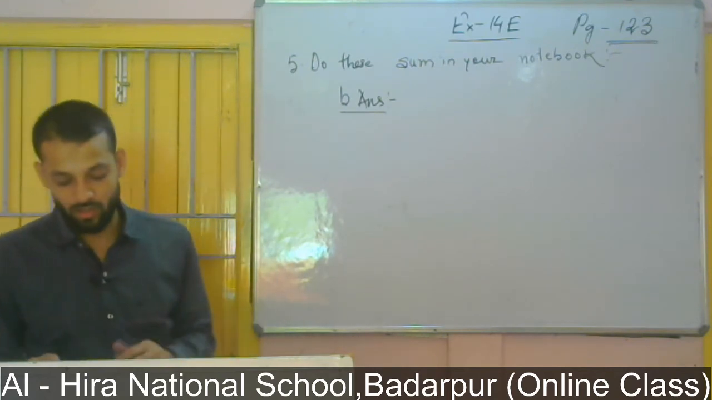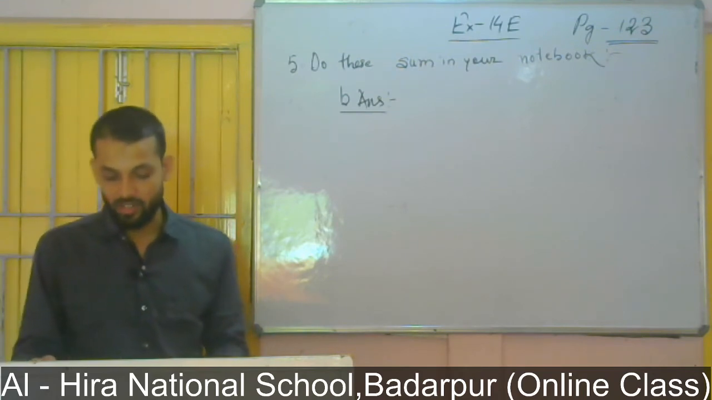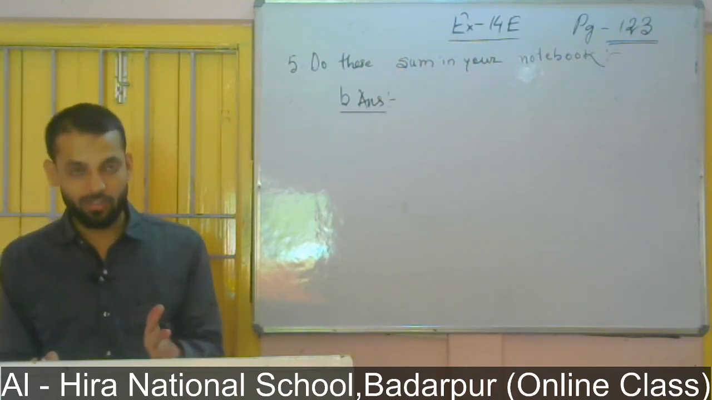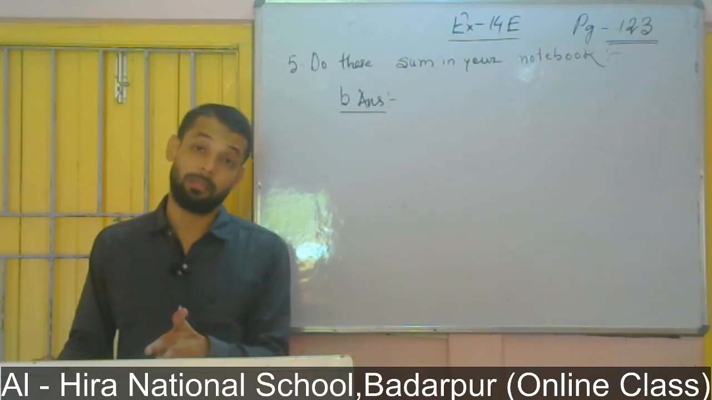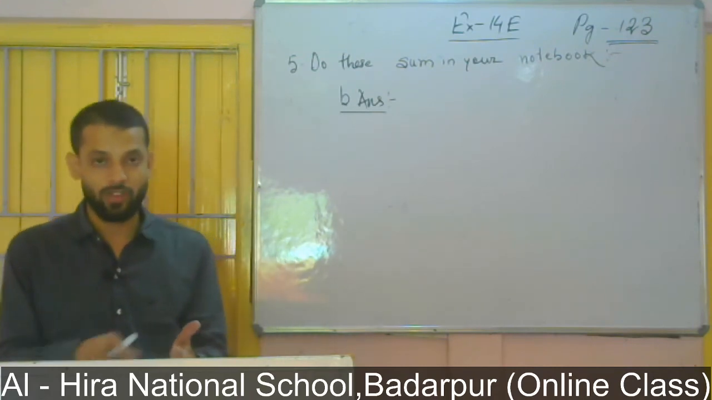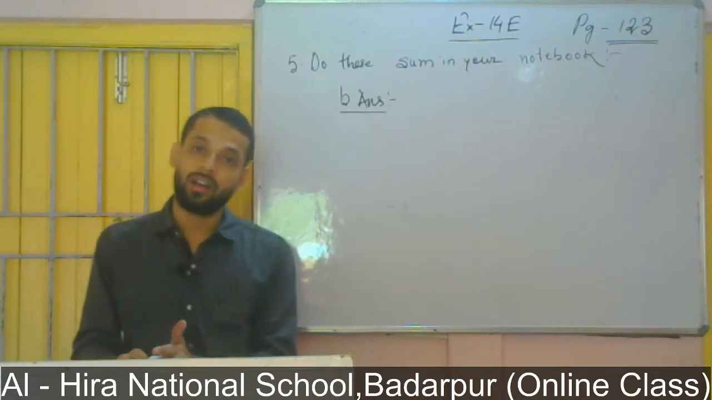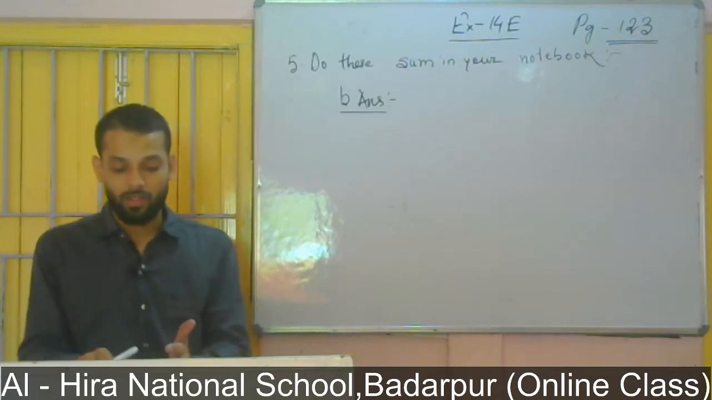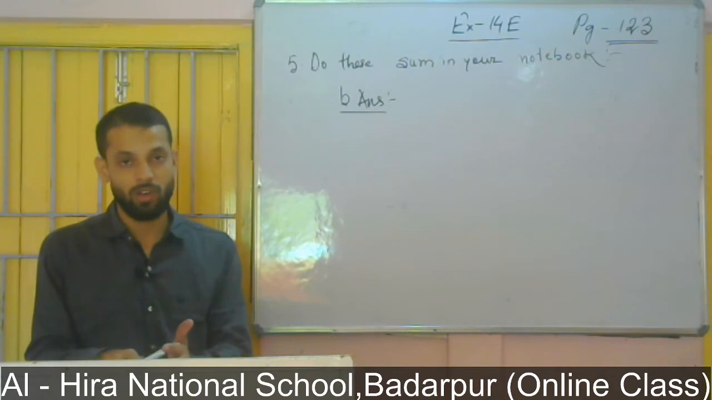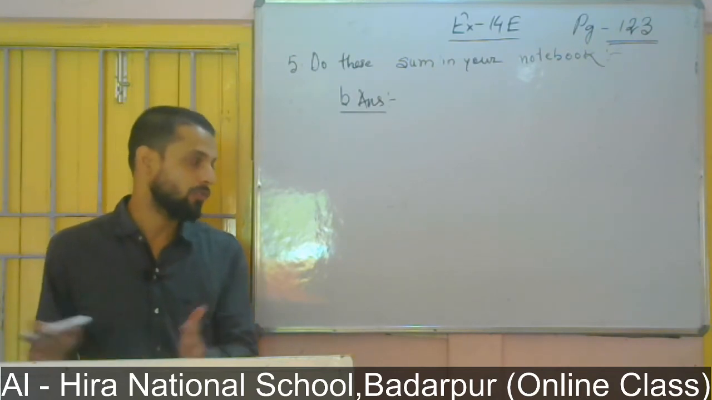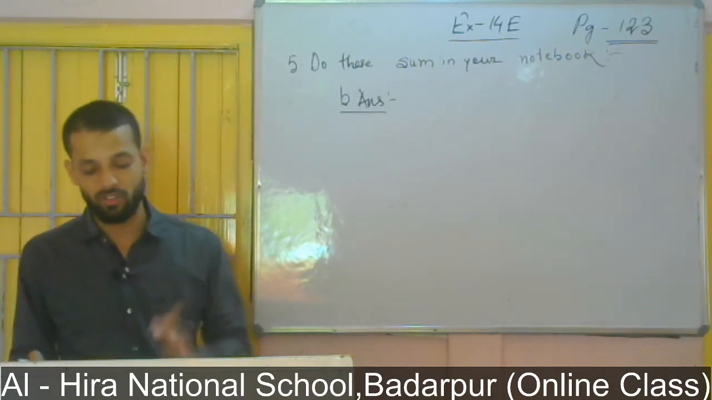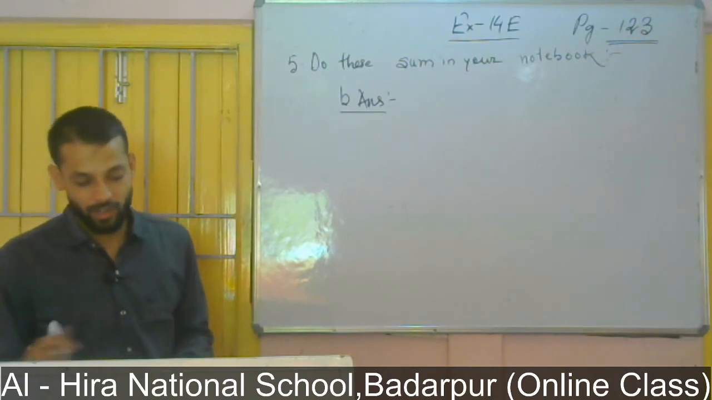So the total amount of money which she had collected: if we add the amount of money her grandmother gave her, the amount her grandfather gave her, and the amount her cousin gave her, then we will get the total amount of money she collected.